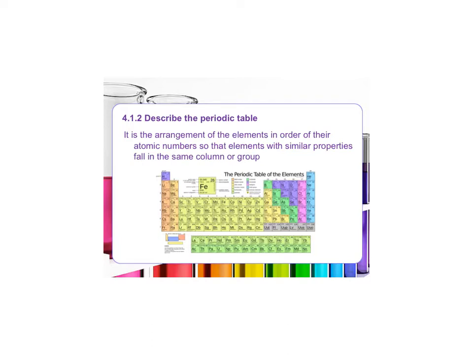Describing the periodic table, we're looking so that elements with similar properties, so the way they behave, the way they react, are in the same column or group. And a column goes up and down. So a column is also known as a group.